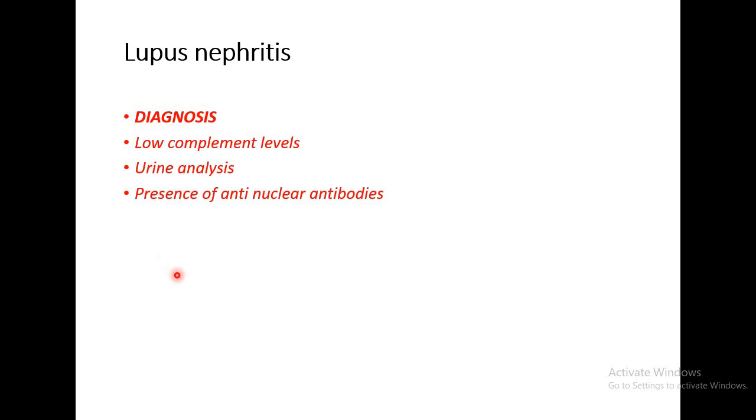So how do we diagnose lupus nephritis? There will be low complement levels, just like in post-streptococcal glomerulonephritis. In lupus nephritis also there will be low complement levels, and urine analysis will show features of nephritic or nephrotic syndrome. And most importantly, there will be presence of anti-nuclear antibodies. So this is the serological diagnosis, but more than this, histopathology is important.